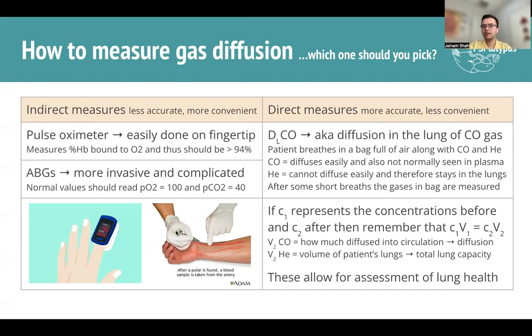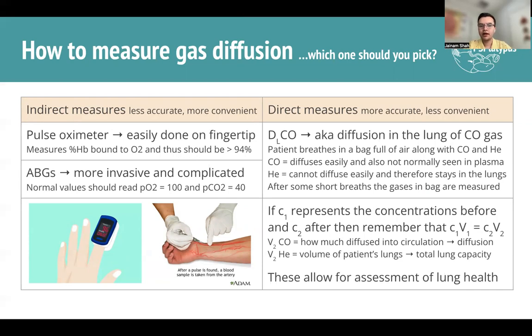You can also do a bunch of other things like looking at lactates. You can look for metabolic acidosis, alkalosis. But for our purposes, we're looking at the concentrations and pressures of oxygen. So normal readings should be about 100 for oxygen and 40 for CO2.